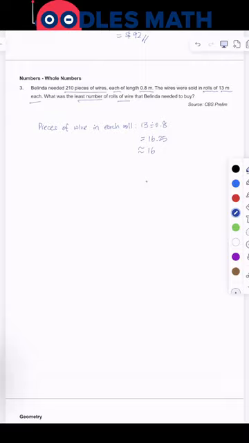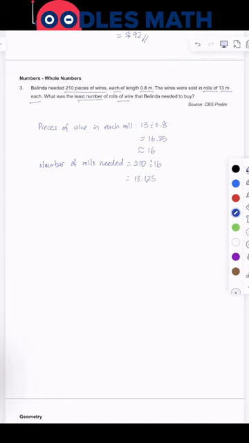Okay, now we need to find out the number of rows needed by Belinda. Each row of wire of 13 meters can give us 16 pieces of wire, each of length 0.8. To find the number of rows needed, I will take 210, the quantity that she needs, divided by 16, the quantity that can be cut from one row of wire, and we get 13.125. Now, 13.125, what does that mean?